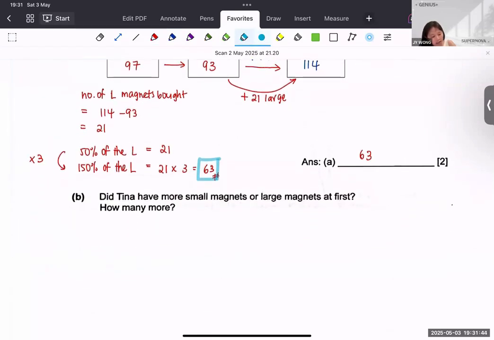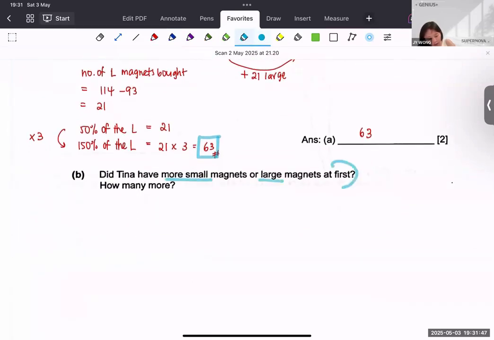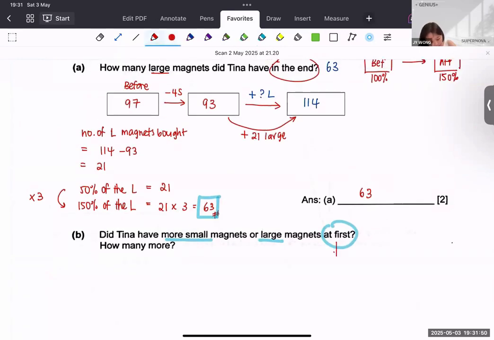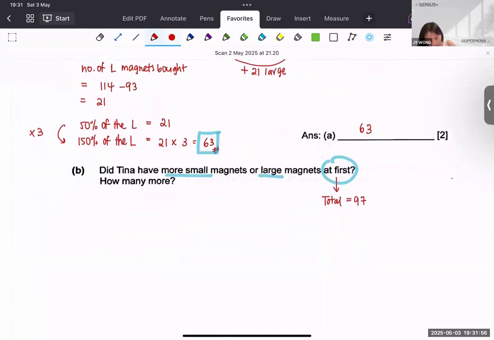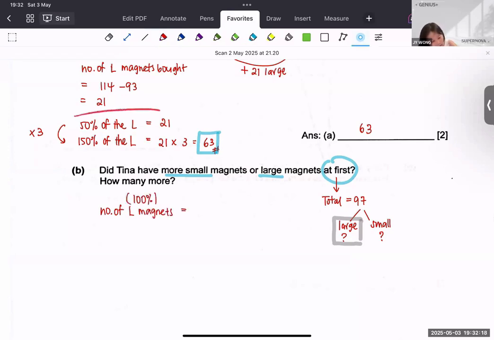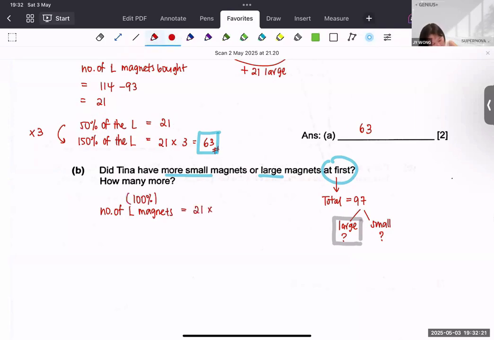So now, did Tina have more small Manex than large Manex at first? So we talk about at first. What do we know about at first? The total was 97. This is made up of large and small. If we want to find out which one has more, we know large, right? Can we find large? Just now we had the large, but that was at the end. So the number of large Manex at first will be 100%. Which means that earlier 50% is 21, 100% will be 21 times 2, which is 42.